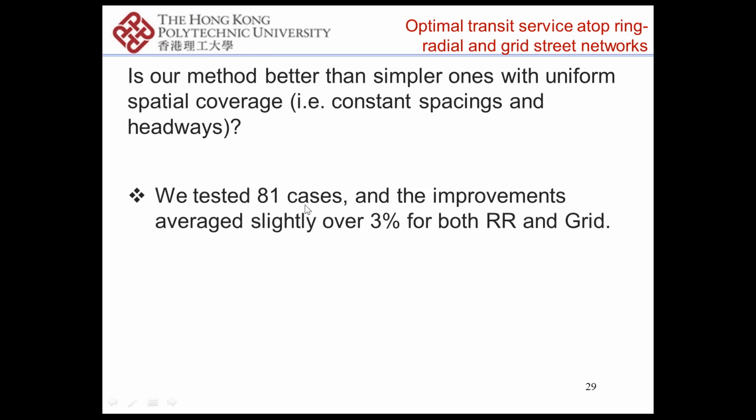And we tested the 81 cases, and the improvements average slightly over 3% for both ring-radial and grid networks. So that basically means that the improvement is noticeable but limited. This also suggests that the spatial distribution of transit resources is a second-order effect.